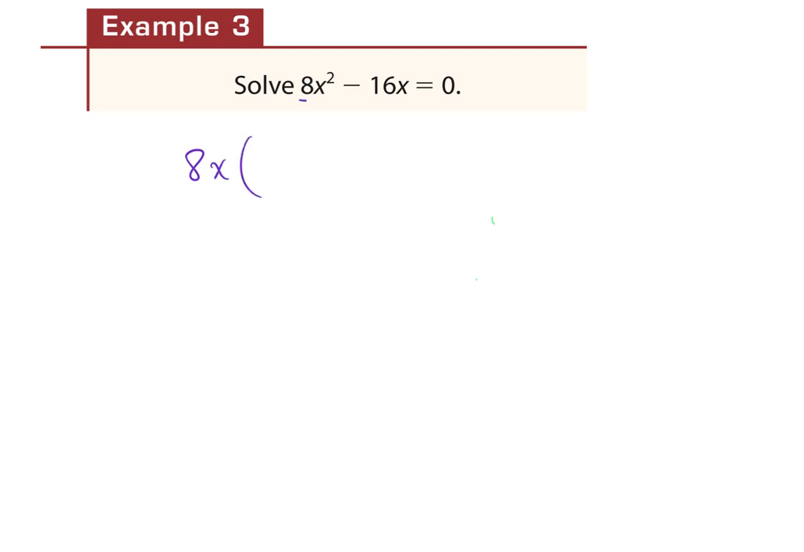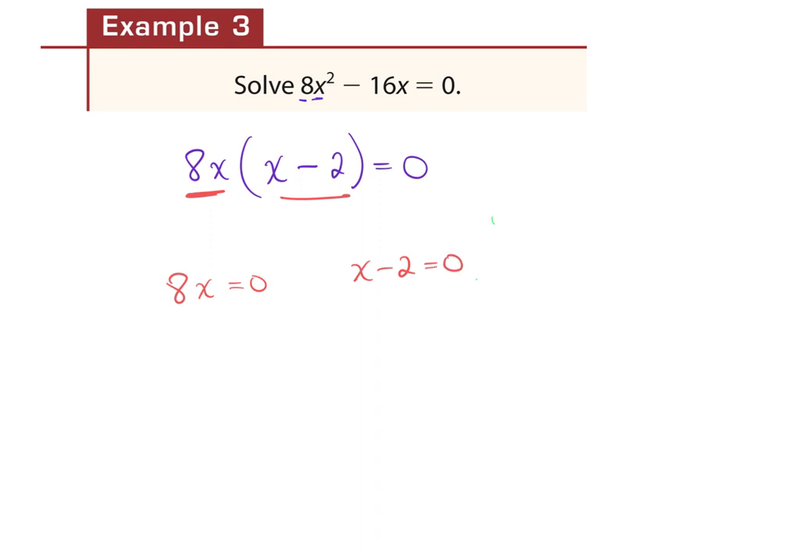So 8 divided by 8 is 1. I had two x's. I took out 1. This is going to be a 1x. Minus 16 divided by 8 is 2. And I took out my x that was there. Here's the thing. I still have two factors. So I'm still going to set each one equal to 0.